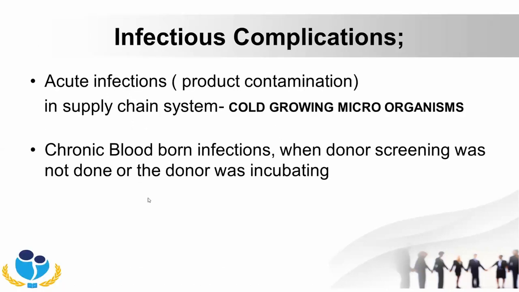Infectious complications: acute infection due to contamination. Usually contamination is due to cold-growing microorganisms. The best examples are Yersinia and Staph epidermidis. These are cold-growing microorganisms, and there is a chance that the blood can be contaminated. But the most important infectious complication is chronic blood-borne infection, with the diseases which we have already mentioned: HIV, hepatitis, syphilis, malaria, and other blood-borne infections.